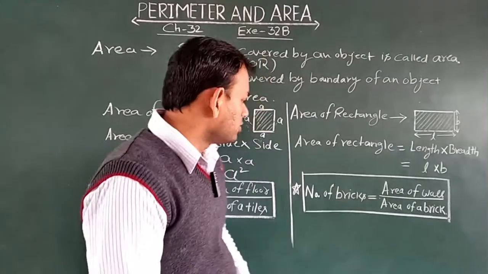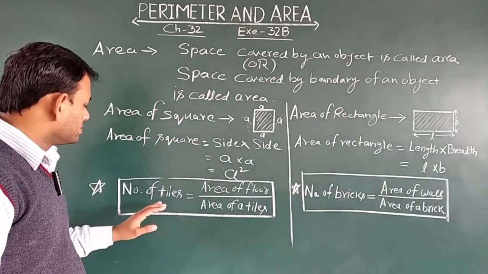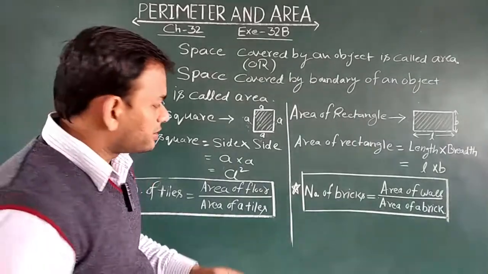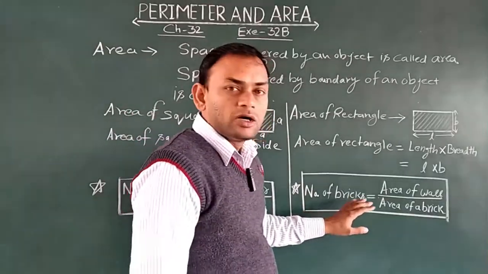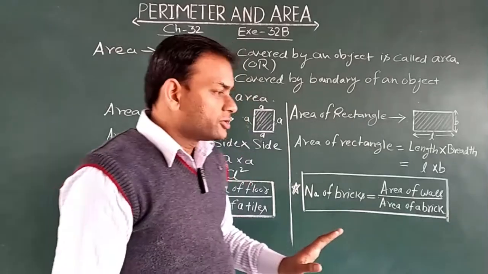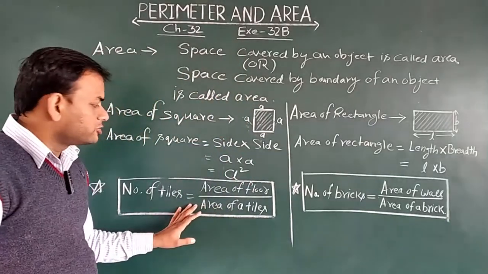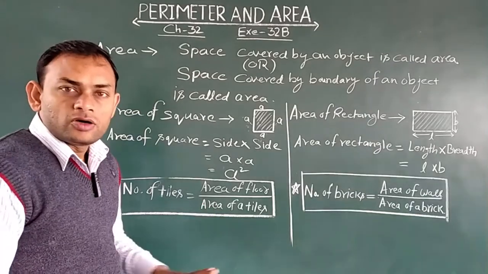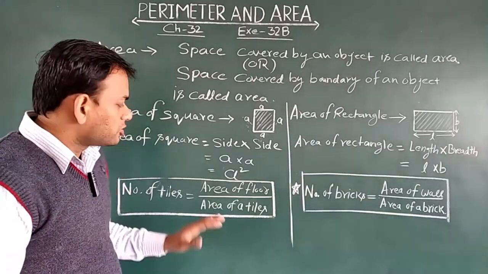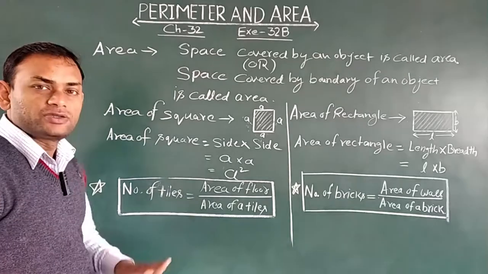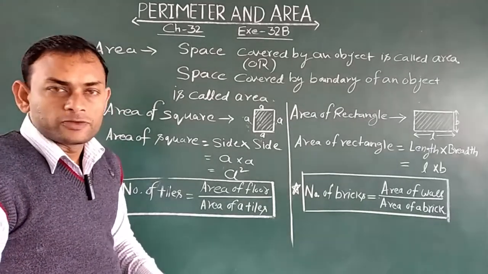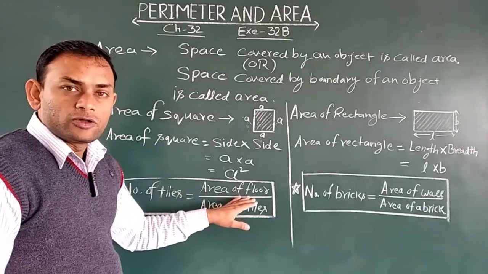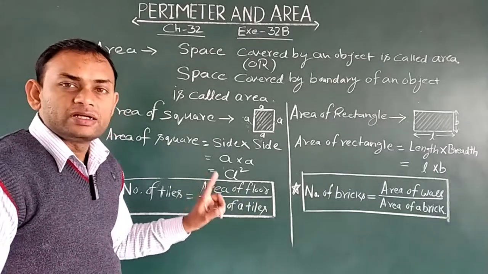Got it? Now after that we will talk about how to find the number of tiles and how to find the number of bricks of a wall. Suppose a floor is there and you have to find the number of tiles which are being set on that floor. So how do you find the number of tiles? You will just divide the area of that floor by the area of a single tile.